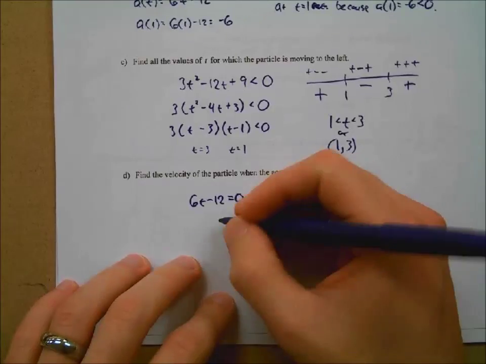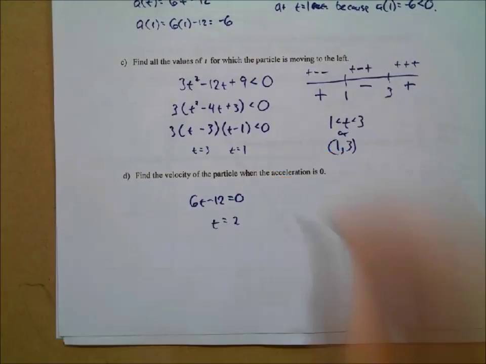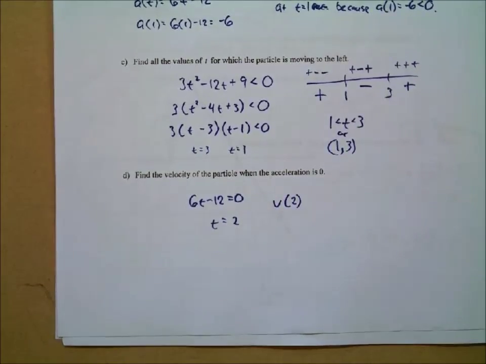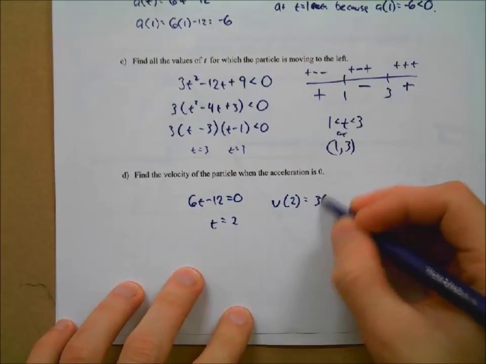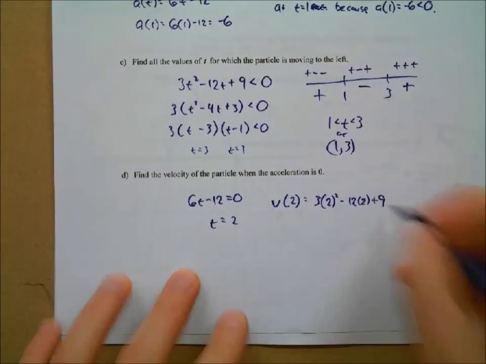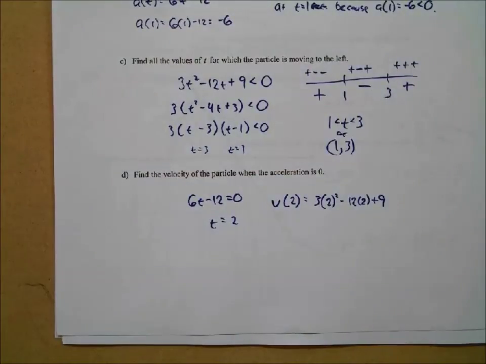So we get t equals 2 for the acceleration. And then we just do v of 2, which is equal to 3 times 2 squared minus 12 times 2 plus 9. Do I need to simplify any further?